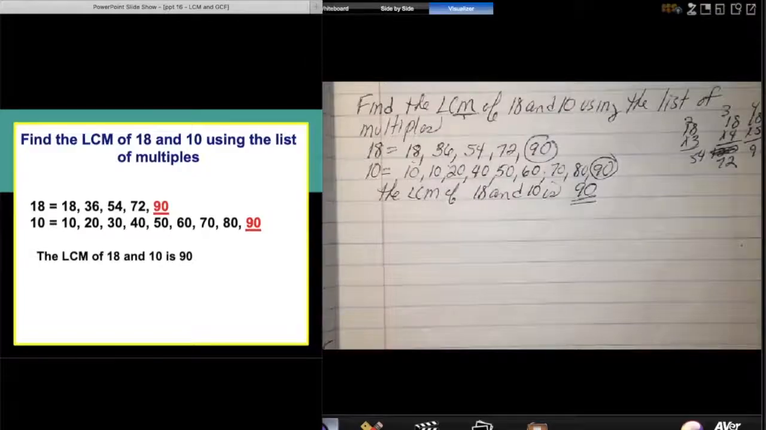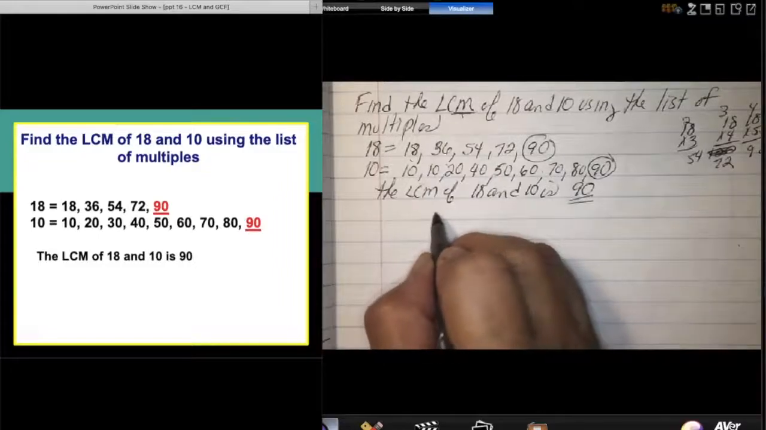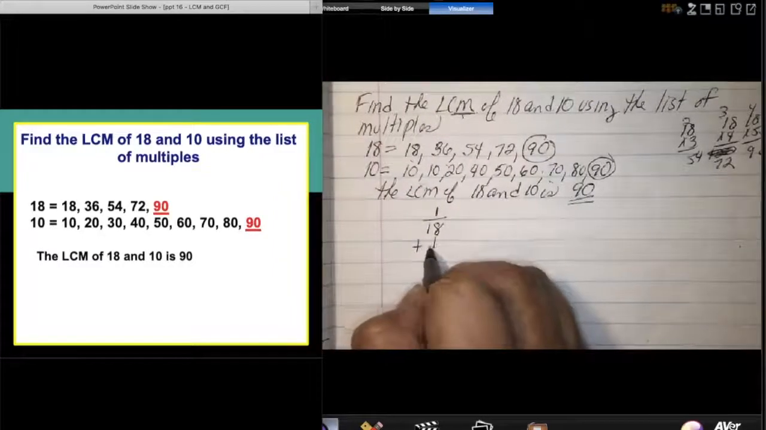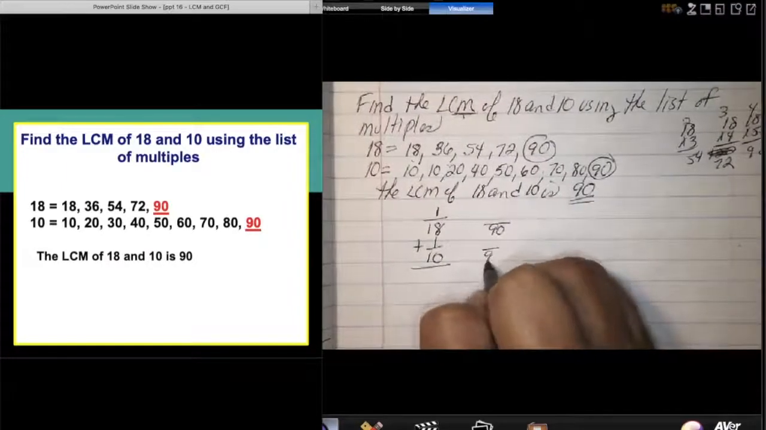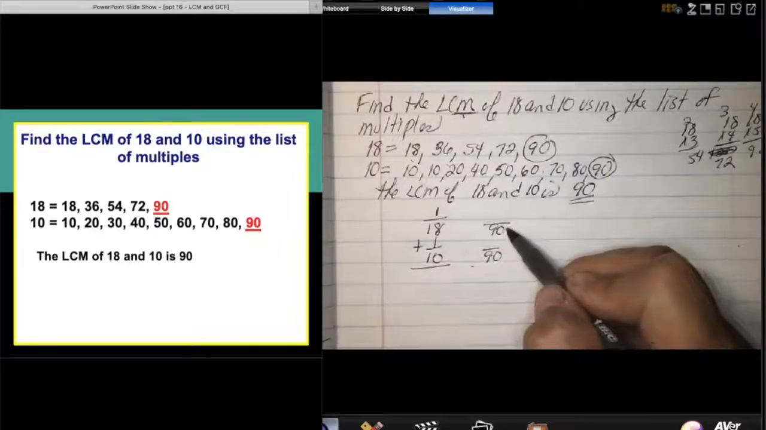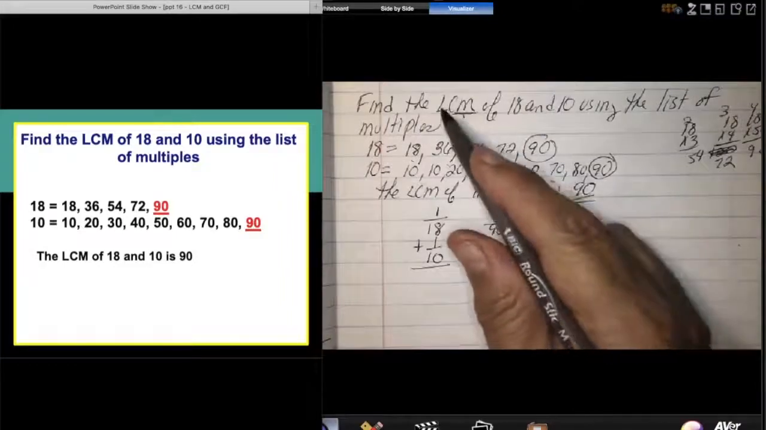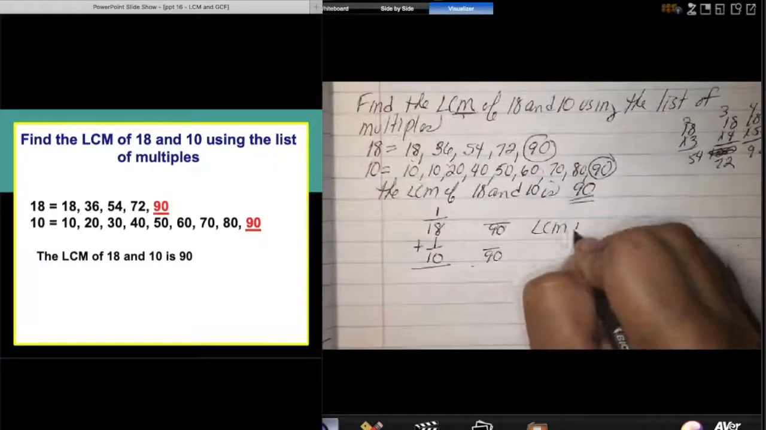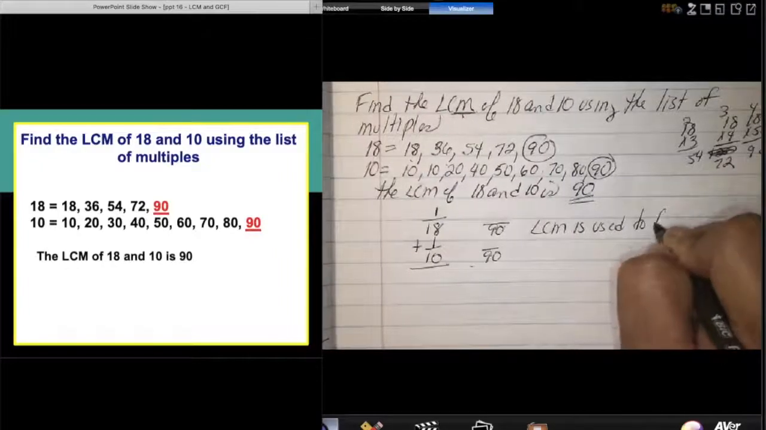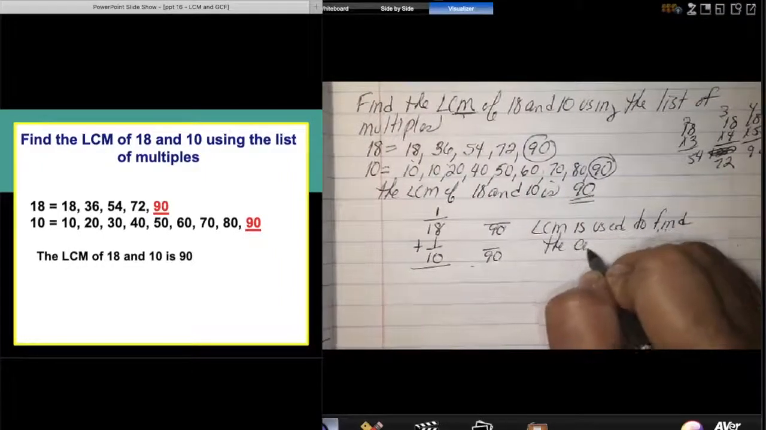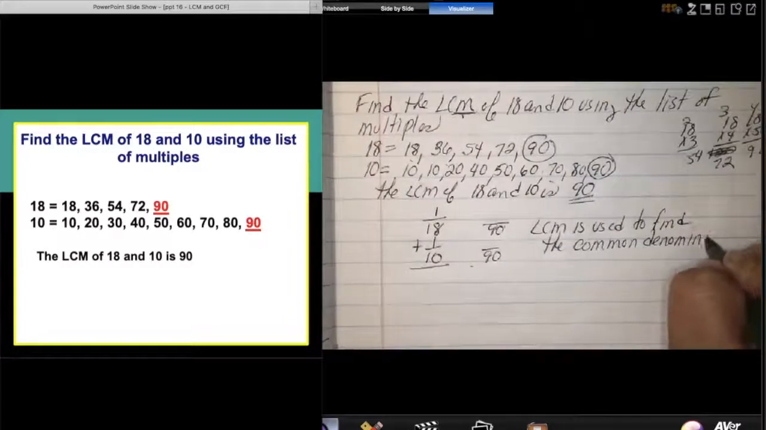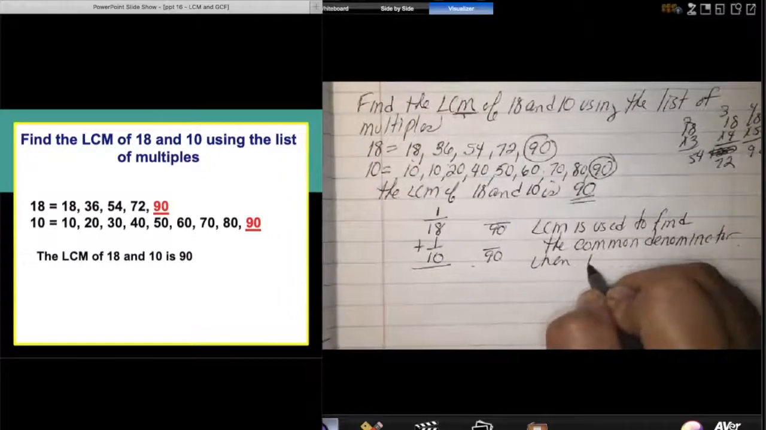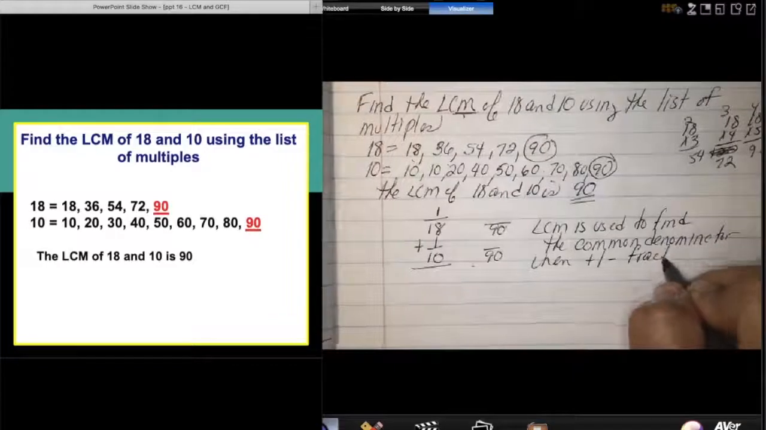Now you may be wondering, what do we use the LCM for? If I were to add fractions, let's say I'm adding 1 over 18 plus 1 over 10, remember, we need to find a common denominator. That common denominator when I'm adding or subtracting fractions is my LCM. So the LCM is used to find the common denominator of fractions when adding and subtracting fractions.